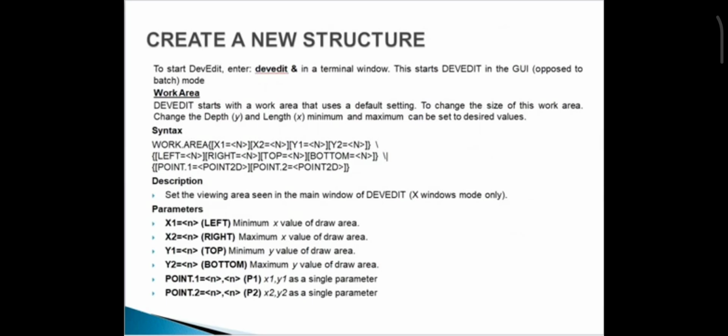Create a new structure. To start DevEdit, enter DevEdit in a terminal window. This starts DevEdit in a graphical user interface mode, as opposed to the batch mode. First you have to define the work area. DevEdit starts with a work area that uses a default setting.